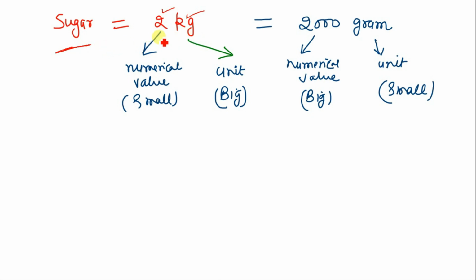Suppose same quantity of sugar is now measured with a smaller unit of mass, that is gram. If we measure same 2 kilogram of sugar with the unit of gram, then it can be very easily verified that the amount of sugar in terms of gram will be 2000 gram. So it is clear that when we have used smaller unit of mass, that is gram, then we have got bigger numerical value, that is 2000. It was actually 2 when we used the bigger unit kilogram. So it is clear that big unit gives a small numerical value and small unit gives a big numerical value.